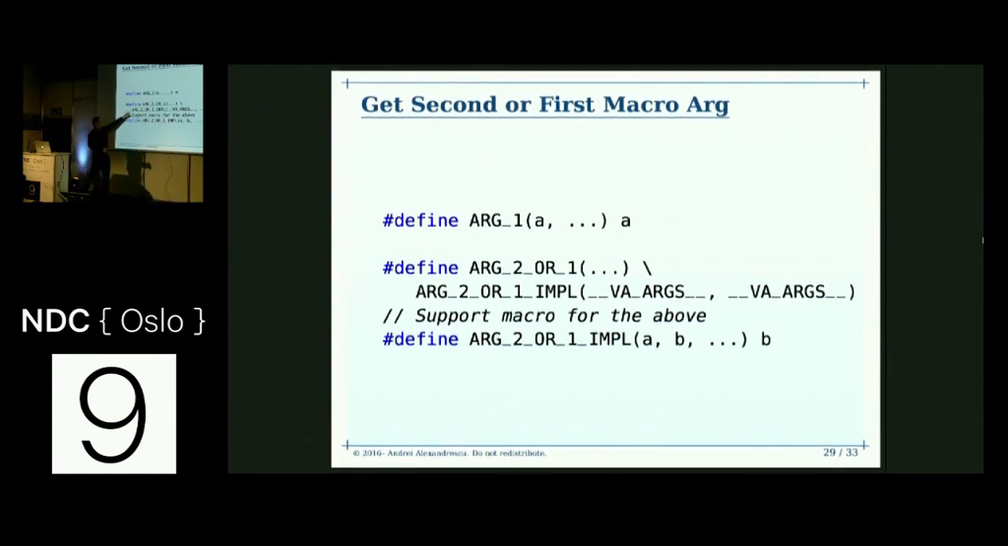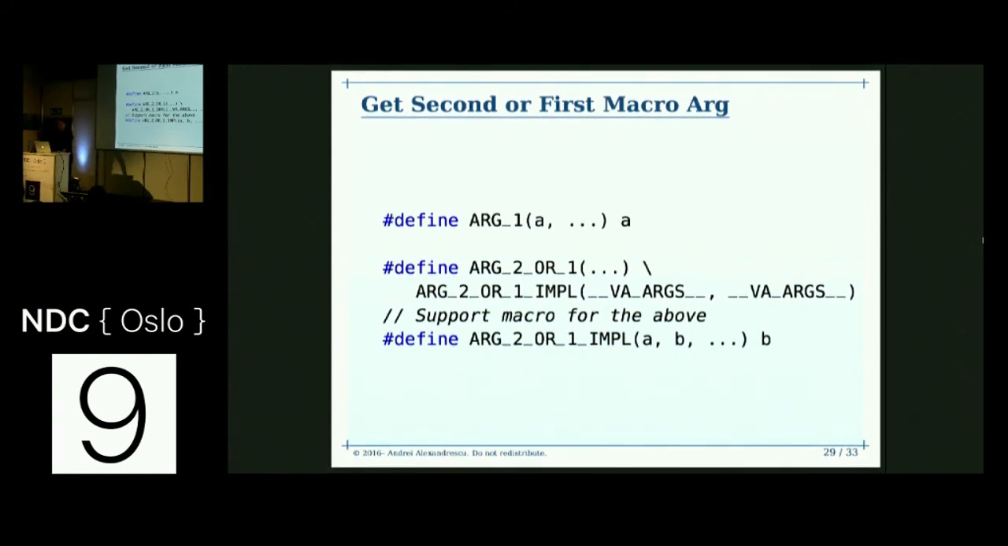How about we call arg2or1 with X, comma, Y, two arguments? In that case, I'm going to expand it to X, comma, Y, comma, X, comma, Y, because I'm doubling the variadic arguments here. And in this case, it goes into arg2or1_IMPL of X, comma, Y, comma, X, comma, Y. So it's going to give me Y. If I call it with one argument, it's going to give me that argument. If I call it with two arguments, it's going to give me the second argument. So I have two macros: give me the first argument, and give me the second or first argument.